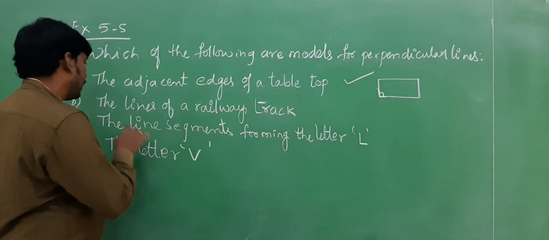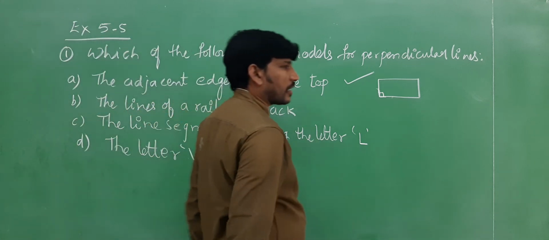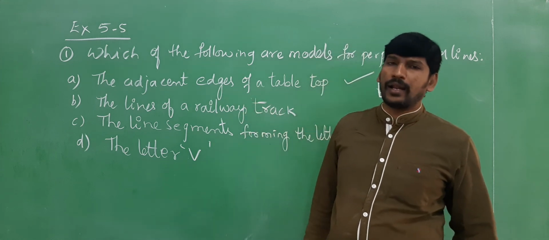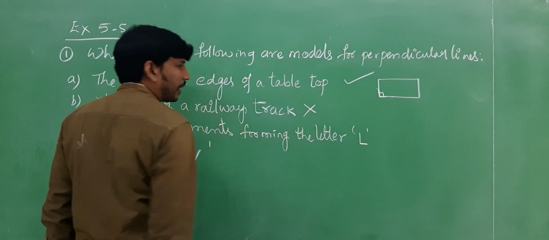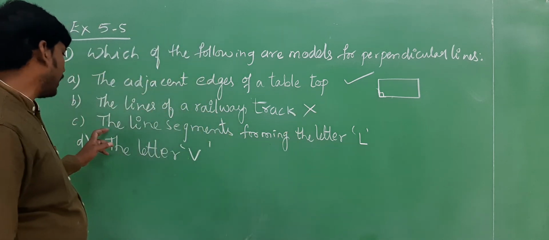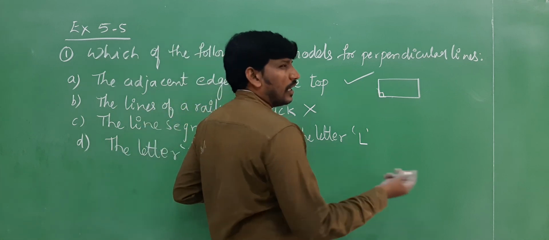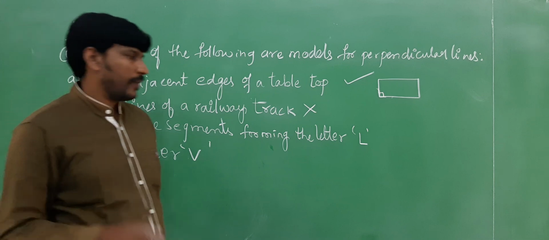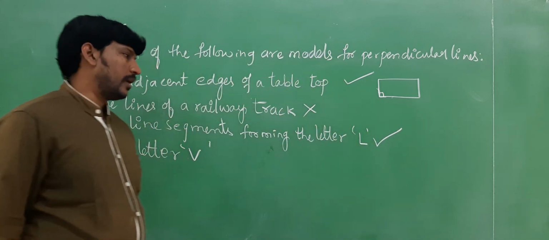And coming to the lines of a railway track. Already we discussed in the previous chapter. Railway track is always a best example for parallel lines. So the lines of the railway track are not forming perpendicular lines. Now see, the line segments forming the letter L. Letter L, already we discussed, is a right angle tester. So letter L is nothing but perpendicular lines.